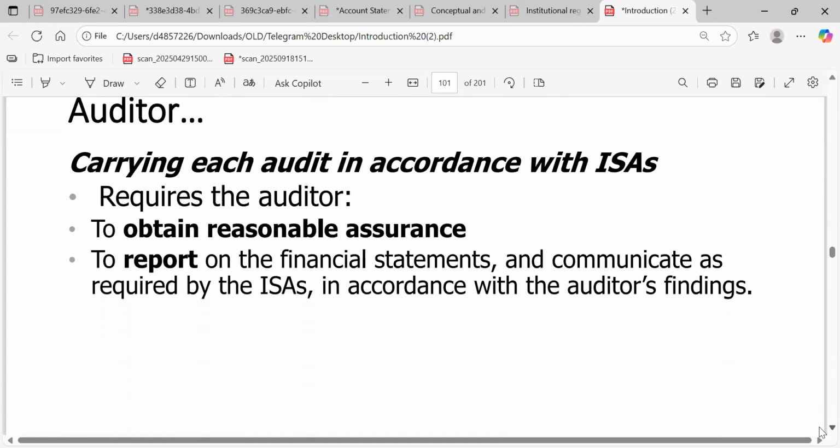So this is the objective of ISA 200. The auditor should obtain reasonable assurance to report on the financial statement and communicate as required by the standards in accordance with the auditor's findings. So he reports on the financial statement based on his findings. That's the audit evidence he was able to gather.